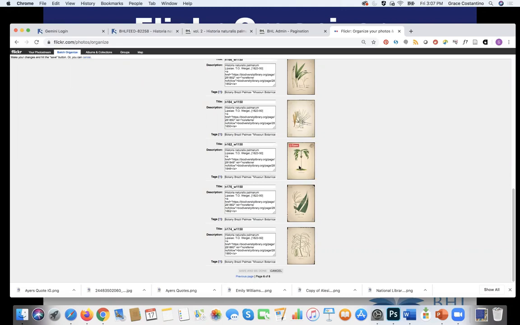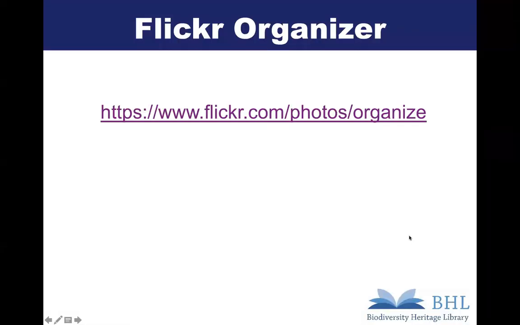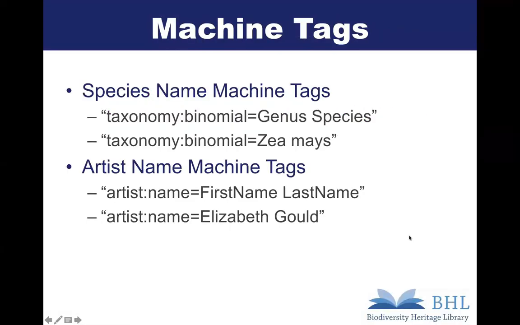So I'm going to use this image as my example. I happen to know that this particular image is known in Spanish under the common name Contilla. So I am going to type that in. Now, also we want to add those machine tags that I mentioned for species name and artist. So what exactly are machine tags?